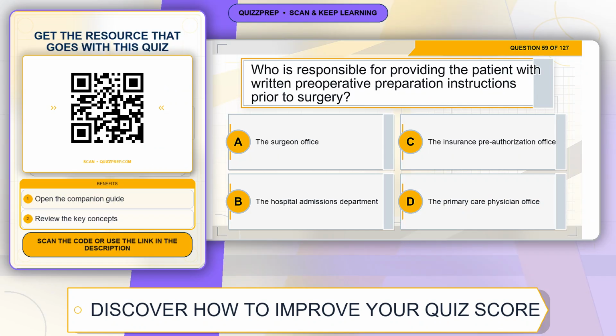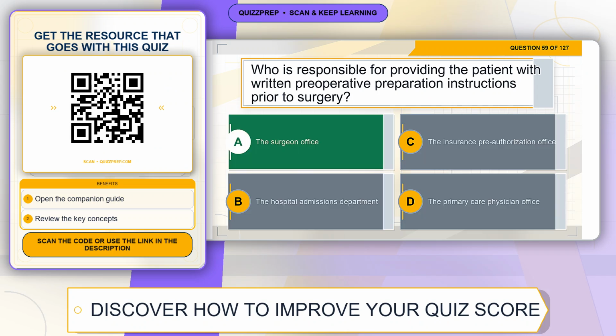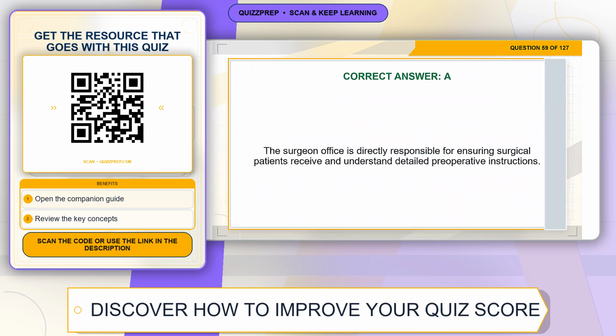Question 59. Who is responsible for providing the patient with written preoperative preparation instructions prior to surgery? Option A, the surgeon office. Option B, the hospital admissions department. Option C, the insurance preauthorization office. Option D, the primary care physician office. The correct answer is option A, the surgeon office. Explanation. The surgeon office is directly responsible for ensuring surgical patients receive and understand detailed preoperative instructions.